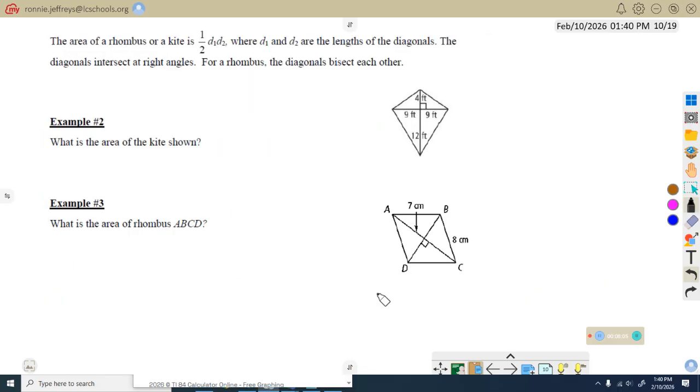Bonus. Okay, so area of a rhombus and a kite. This is 1/2 d sub 1 times d sub 2. Those are just the diagonals. So like for this one, d sub 1 could be the vertical or the horizontal, it doesn't matter which. So this would be 9 plus 9, which is 18. D sub 2 equals 12 plus 4, which is 16. And then this is 0.5 times 18 times 16.